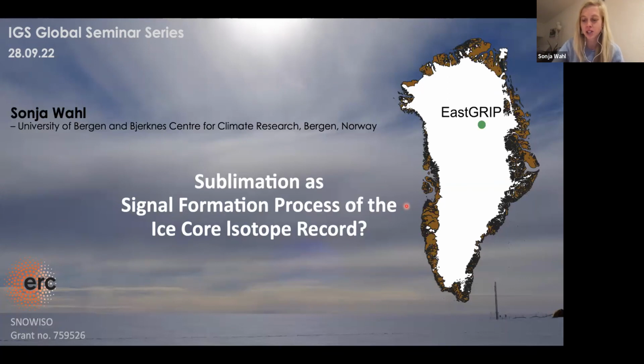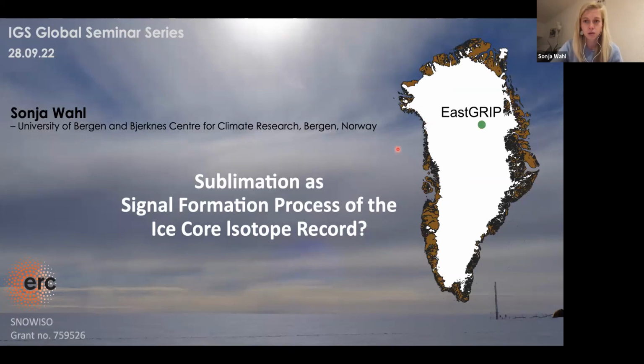So as Falk just mentioned, I will take you without further ado to the Greenland ice sheet, to a place that is called ESCRIP that you can see here on the map. And at ESCRIP, they are currently drilling an ice core. And ice cores are very valuable for paleoclimate research because they contain different climate proxy records that can be interpreted as a climate record.